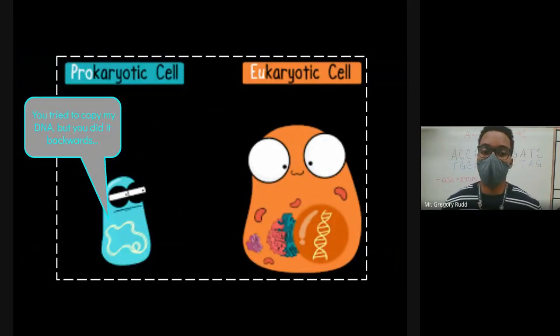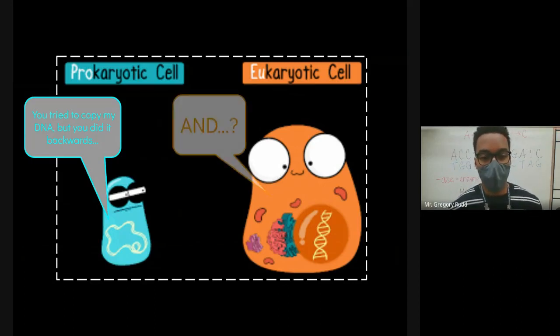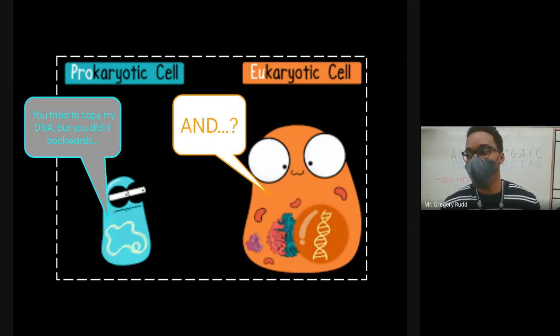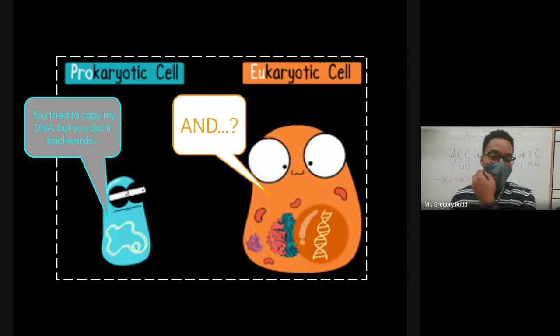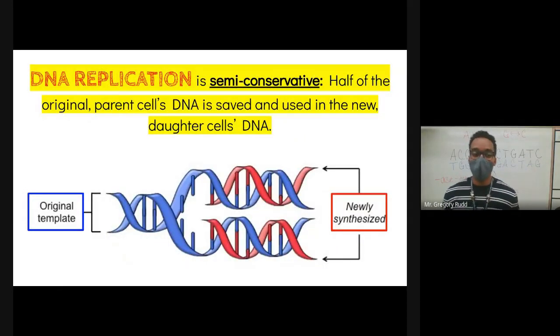All right, so here's a little joke for you. It's probably not a funny joke, but it's a joke nonetheless. So a prokaryotic cell says, you tried to copy my DNA, but you did it backwards. And the eukaryotic cell says, and? You get it? DNA backwards is and. Okay, all right. Thank you. Just a couple laughs for you there.